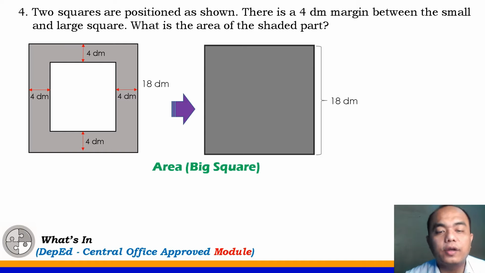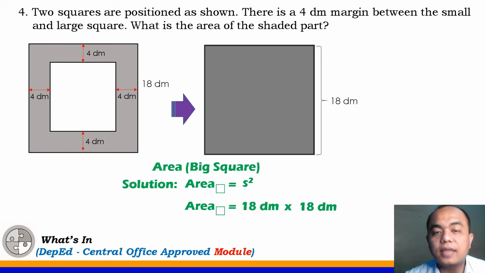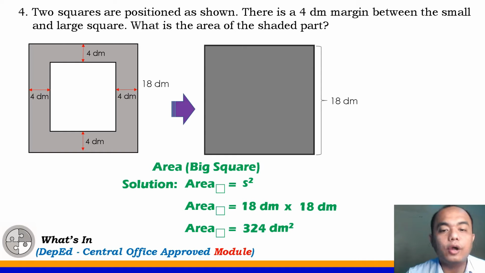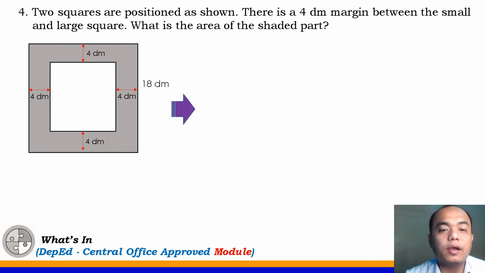Okay, so let's solve for the area of the big square. We have S times S, 18 times 18 will give you 324 square decimeters. Okay? So here's the area of the big square. So let's have the small square. Ito na yon.